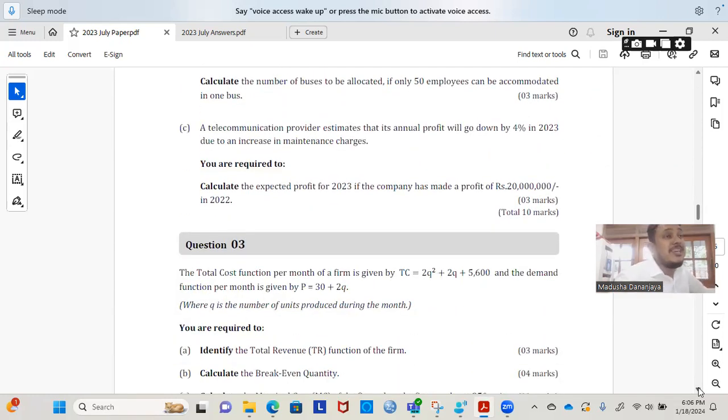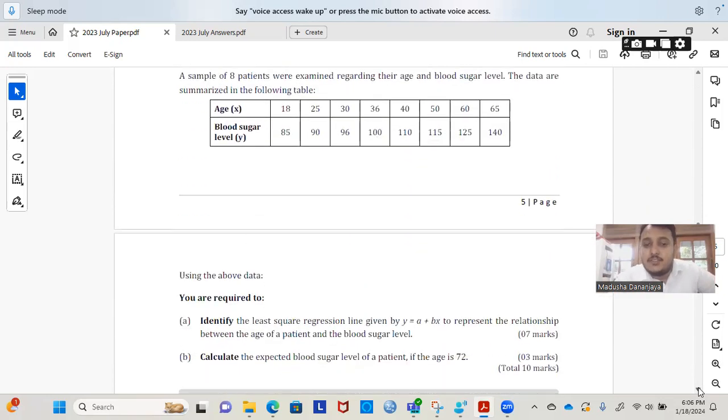Section B questions will be structured questions, because you have to show your steps, the way you got the answer. You have to do calculations and show the way you got the answer. That's the nature of structured questions. That's the end of section B.